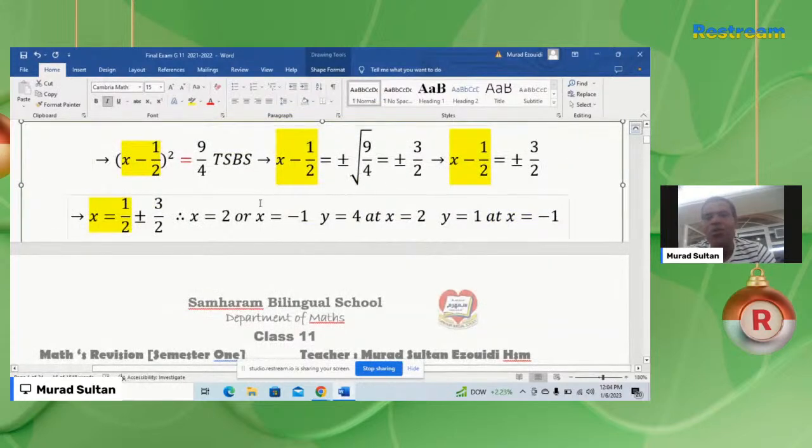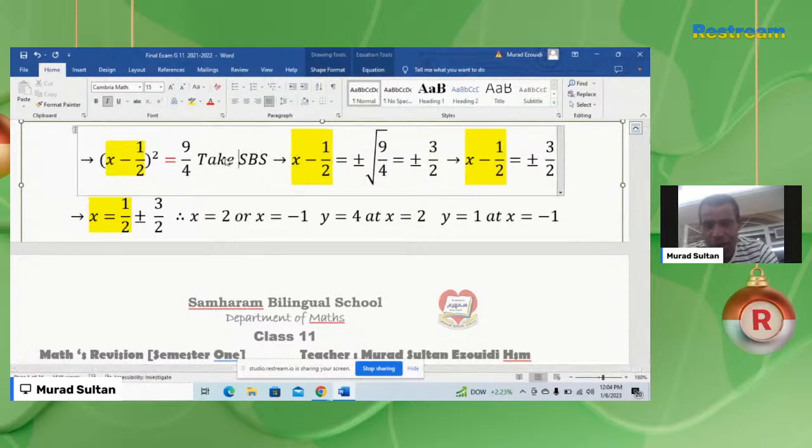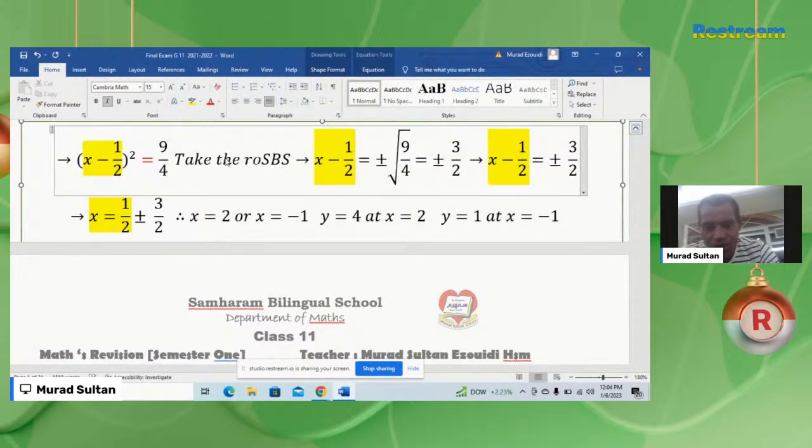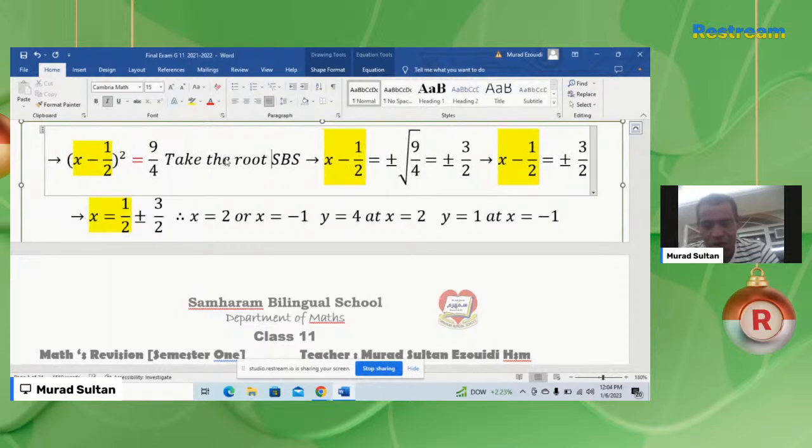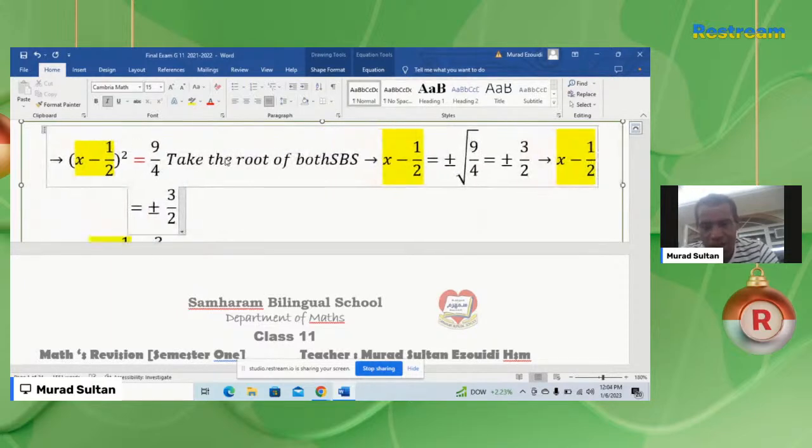Okay, now if we are going to use the method of completing the square to solve this equation, we already reached this one: (x minus 1/2) whole squared equals 9 over 4. So this will give us exactly x minus 1/2... take the square root of both sides. Take the root, take the square root, take the root of both sides.